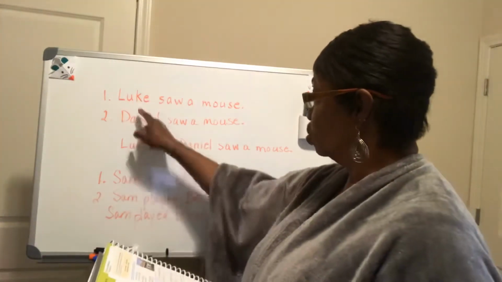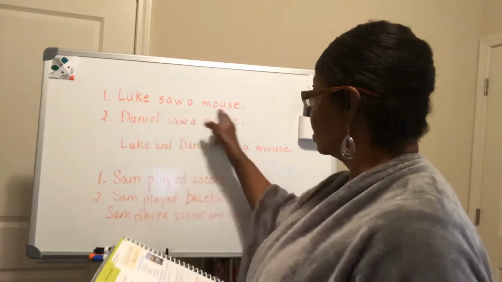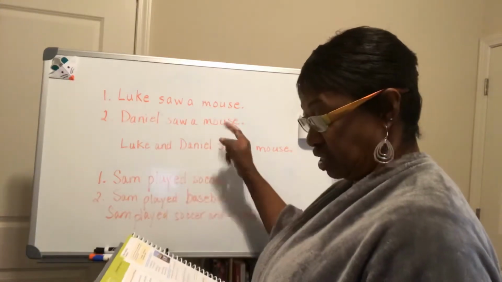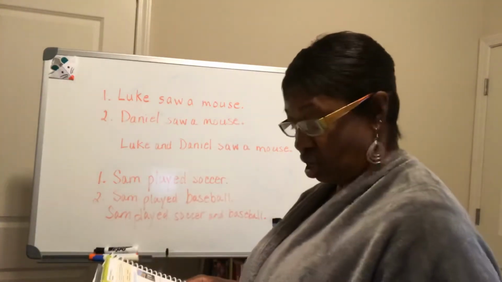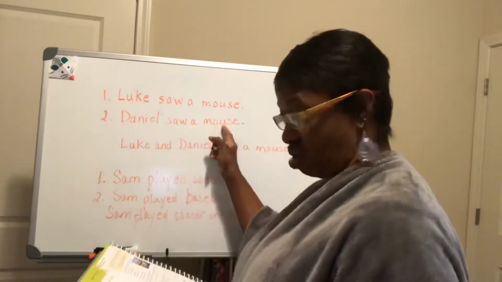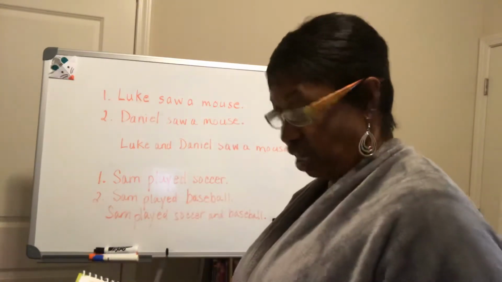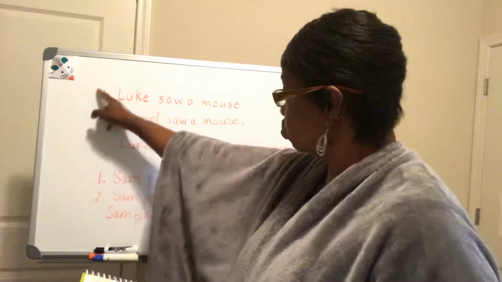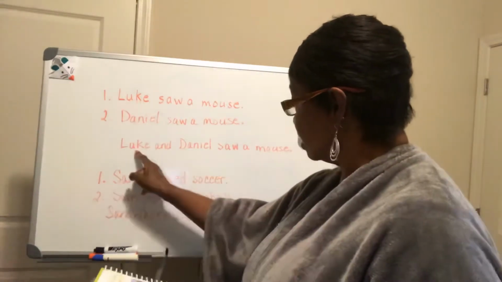The subjects, Luke and Daniel, they did the same thing. They did the same thing in the predicate parts. So the predicate parts are the same. Okay, now let's look at the combined sentence. We took these two and made this sentence.